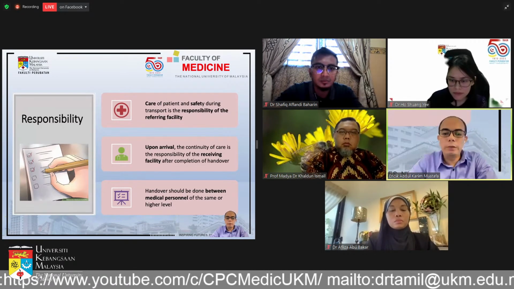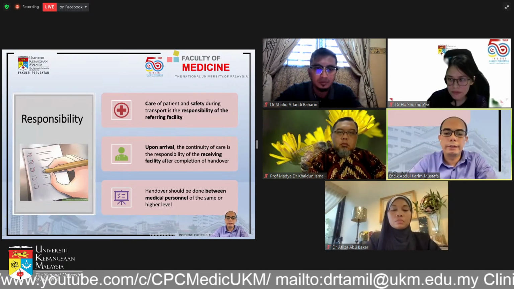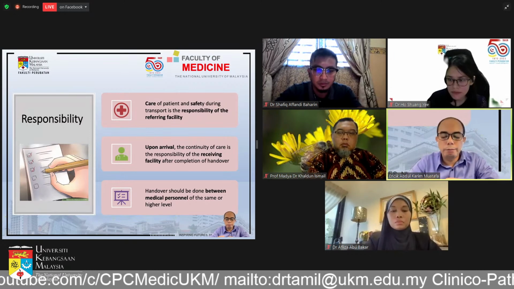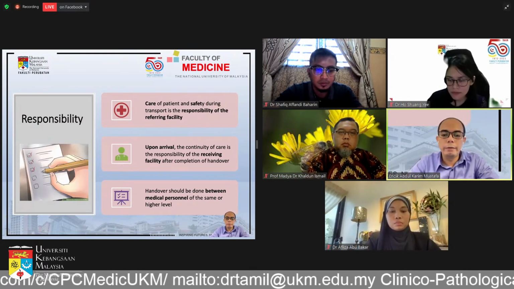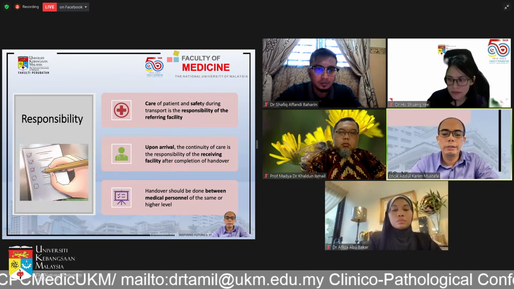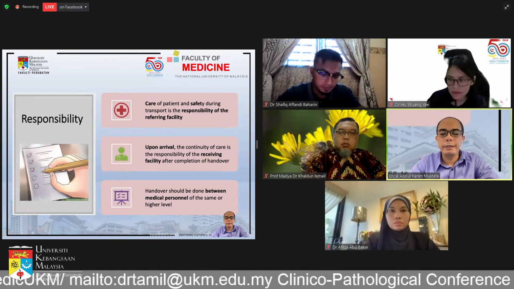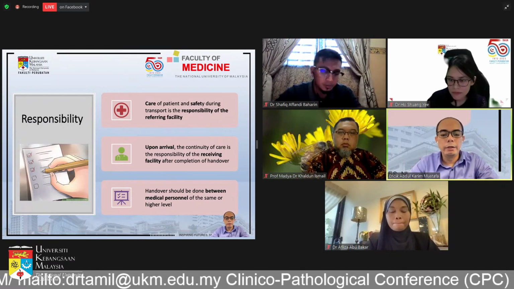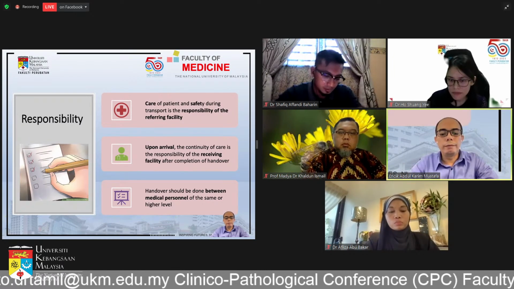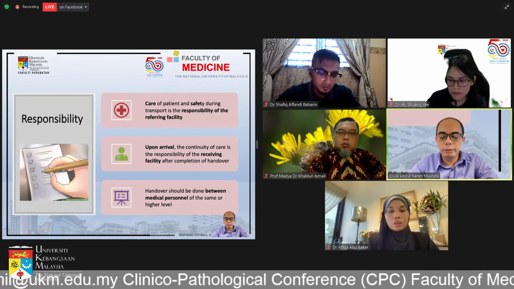Care of the patient and safety during transport is the responsibility of the referring facility. This is one of the responsibilities. Upon arrival, the continuity of care is the responsibility of the receiving facility after the handover. Handover should be done between medical personnel of the same or a higher level. We cannot pass over to other people.